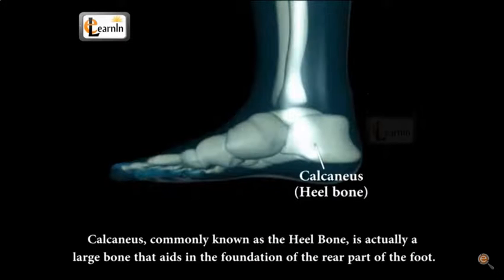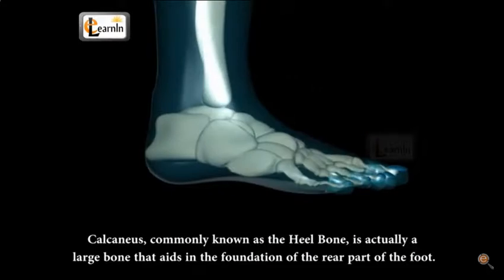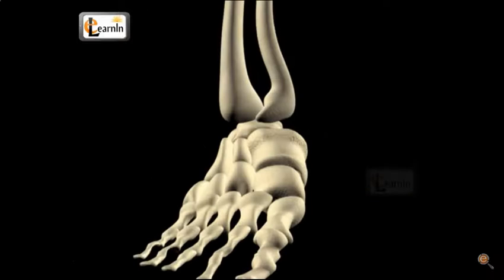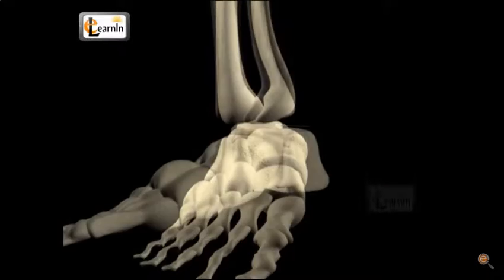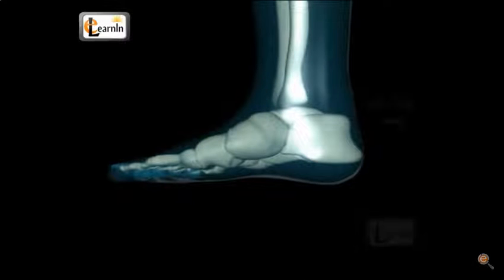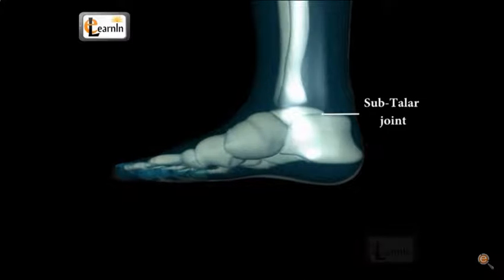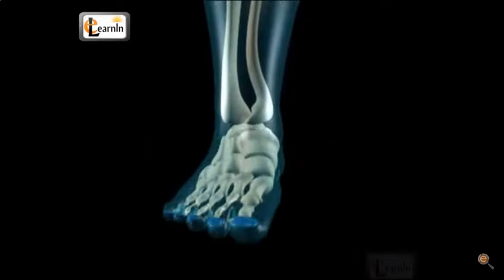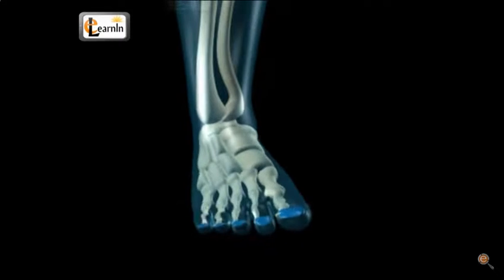Calcaneus, commonly known as the heel bone, is actually a large bone that aids in the foundation of the rear part of the foot. The calcaneus connects with both the talus and the cuboid bones. The joint formed between the talus and the calcaneus is known as the subtalar joint, which helps in the normal functioning of the foot. It allows the foot to move from side to side.